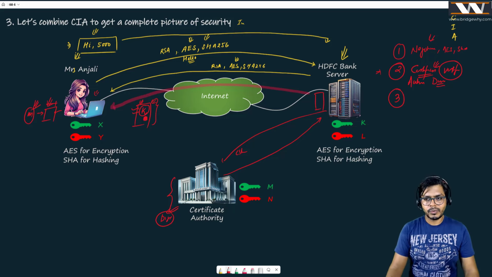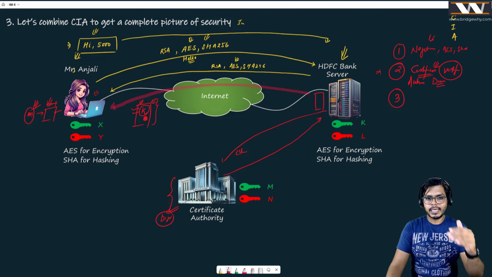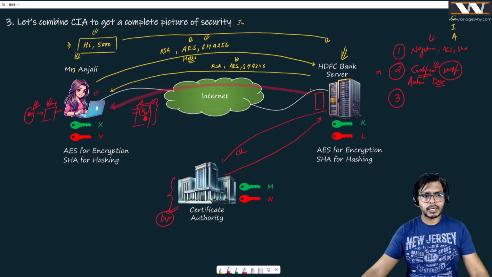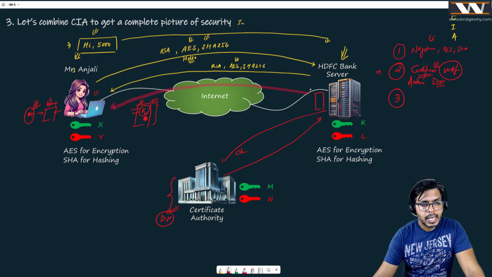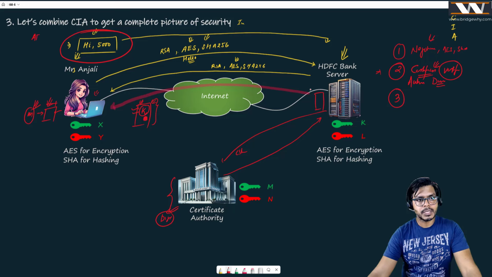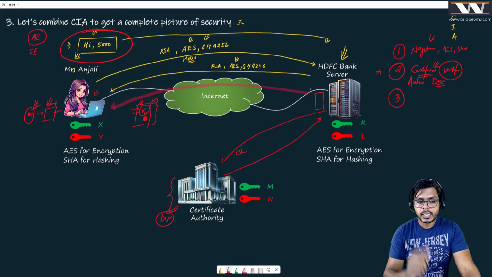Now let's talk about the third step. As you all know, this is about the data exchange. All these things are fine, HDFC bank server has been identified by Anjali, but the sole point is I need to encrypt this message and send it. I can do this in two ways. I can use asymmetric encryption, or I can use symmetric encryption. But the problem is if I use asymmetric encryption to encrypt my data, it is not going to be processor friendly. I have to use symmetric encryption, but to use symmetric encryption, Anjali is going to generate a key.